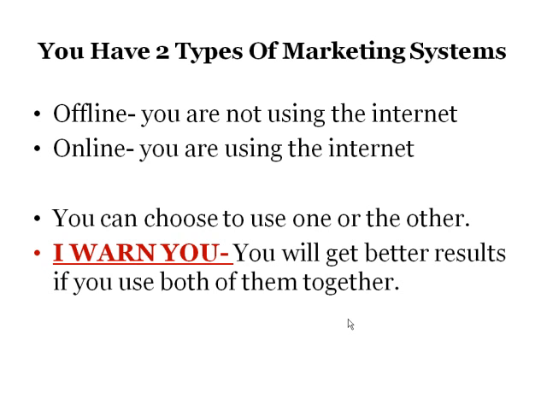Now, we have two types of marketing systems that I'm familiar with, okay? We have offline and we have online. Offline is basically you are not using the internet, and online you are using the internet. Now you can choose to use one or the other, but I warn you, you will get the best results if you use both of them in conjunction together, okay?